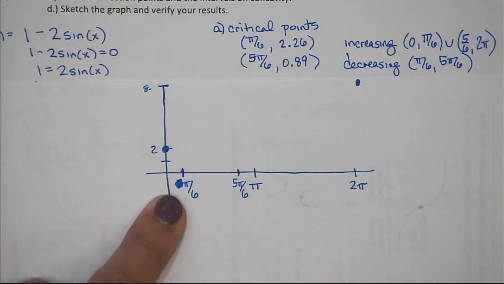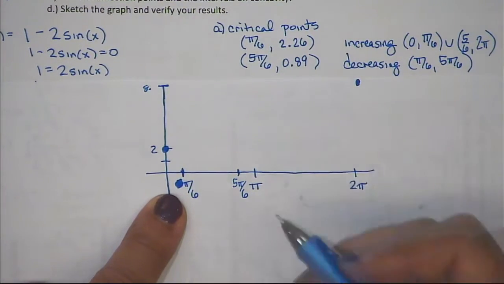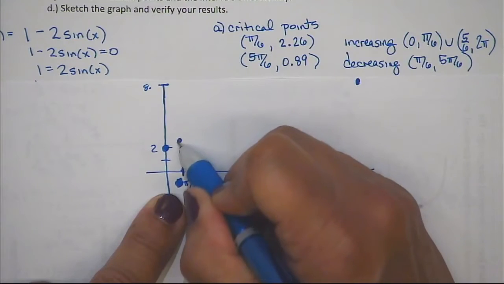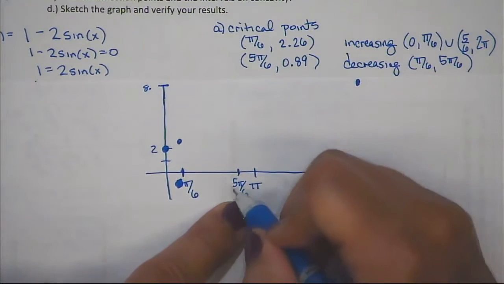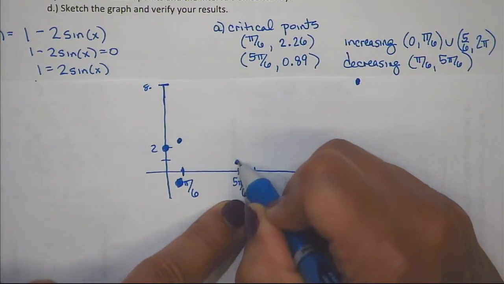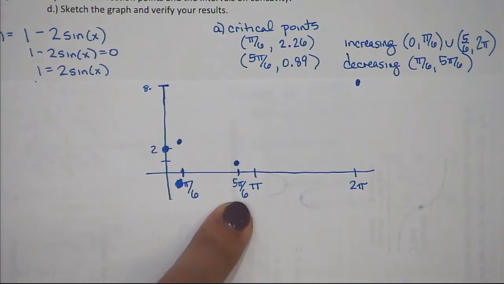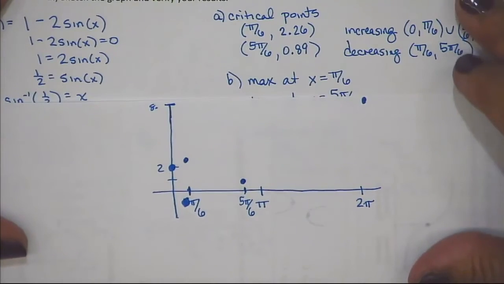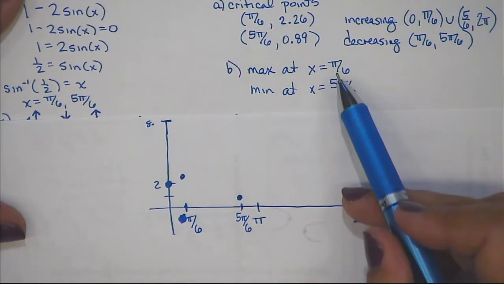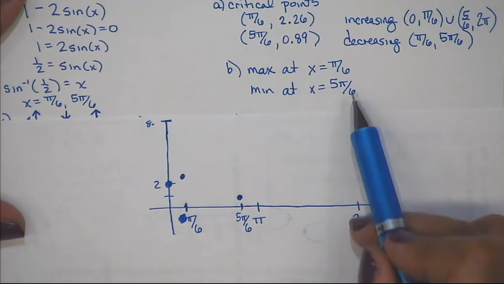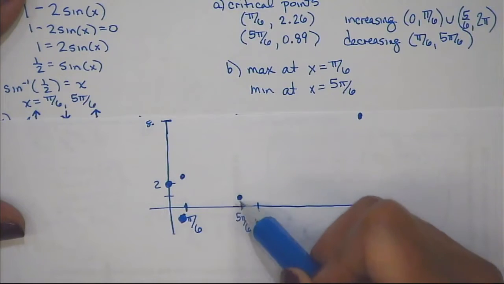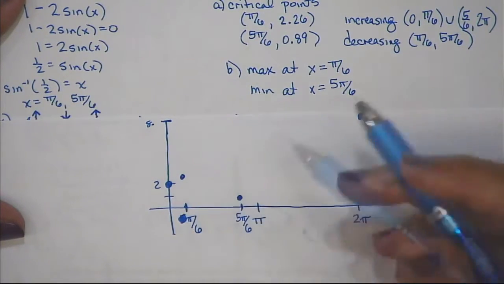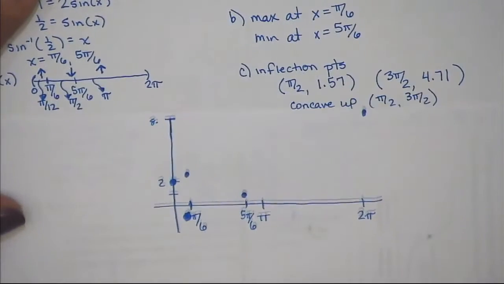All right, so we're going to plot those points. So pi over 6 is at 2.2, so a little bit higher than where we started. And then 5 pi over 6 was 0.89, so less than 1 down here, right? And what did we say happened at pi over 6? It was a max, right? And at 5 pi over 6 was a min. Okay, so that seems right. We're going to go up, and then it's going to come down, and then we should go back up, right? Looking at this. All right, so let's look at our points of inflection then.